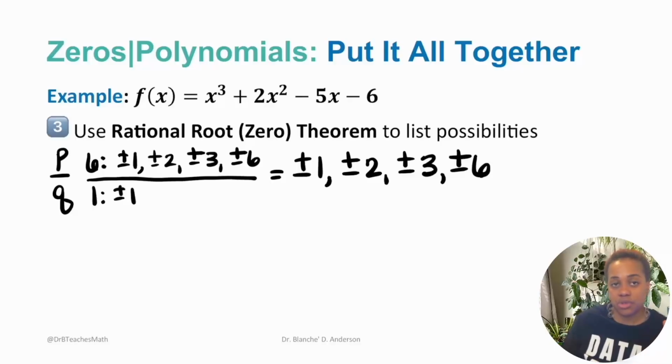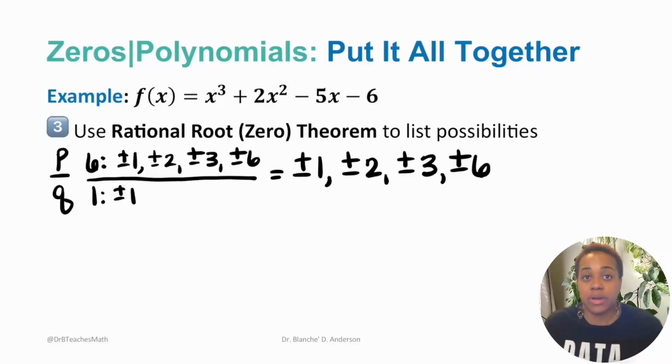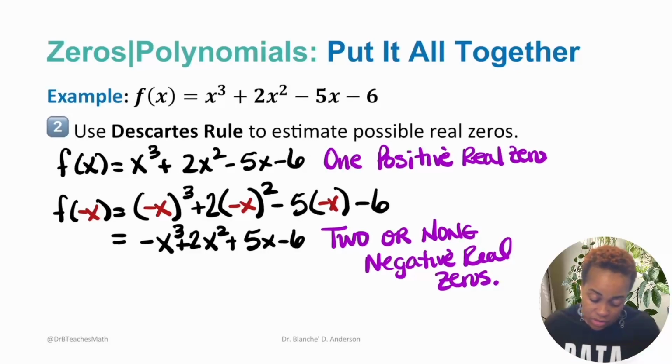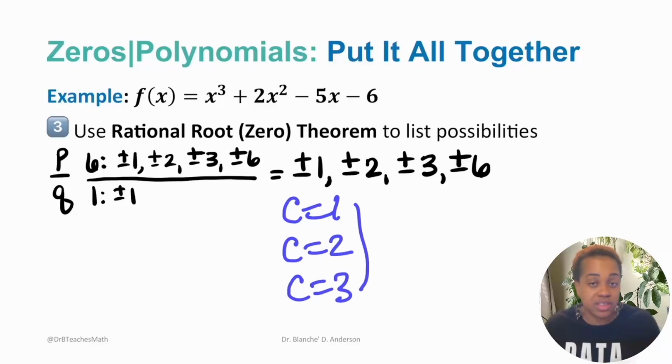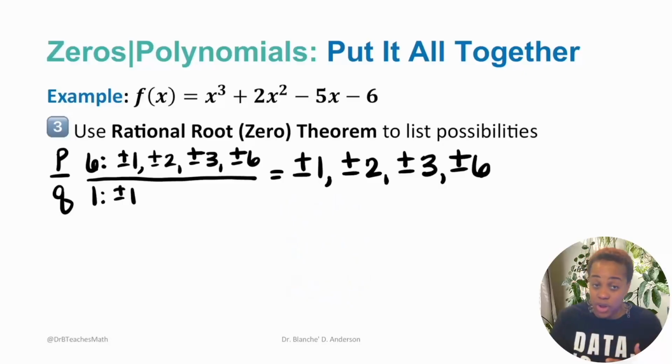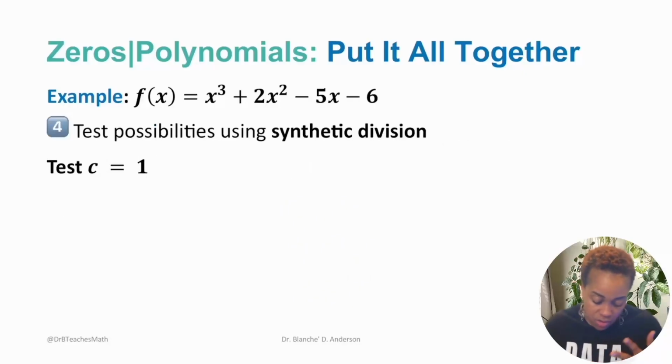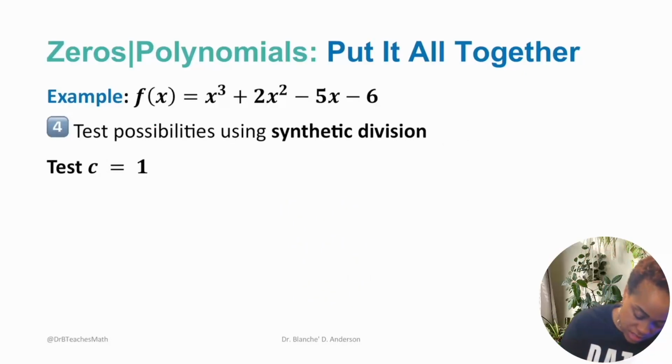2, 4, 6, 8. So there's 8 possibilities. Okay, we don't have to test all 8, but we know that there's one positive, so let's see if we can find that. So let's test C equals 1. Let's test C equals 2. And let's test C equals 3. One of these got to work. And if one of these work, then all we have to do is factor the rest. What did I pick? C equals 1. Okay, let's test C equals 1.